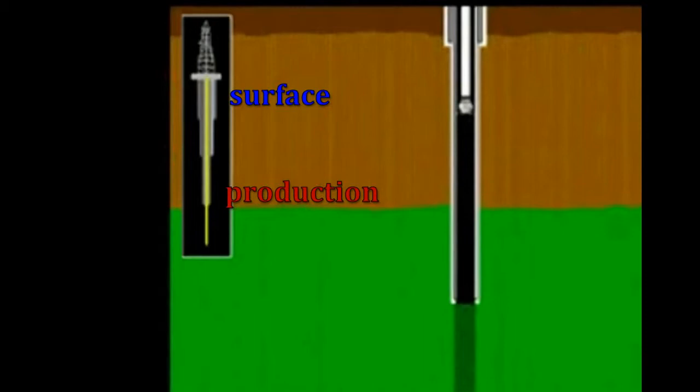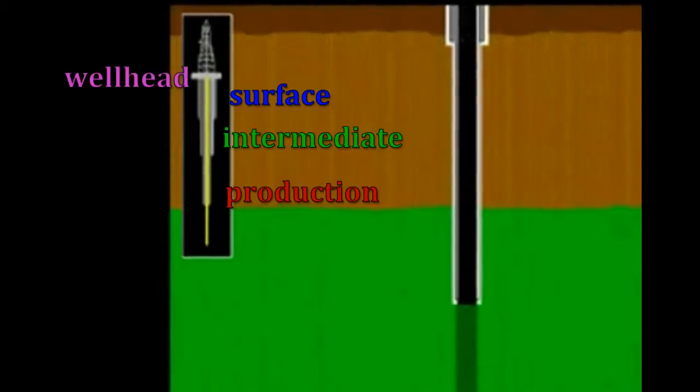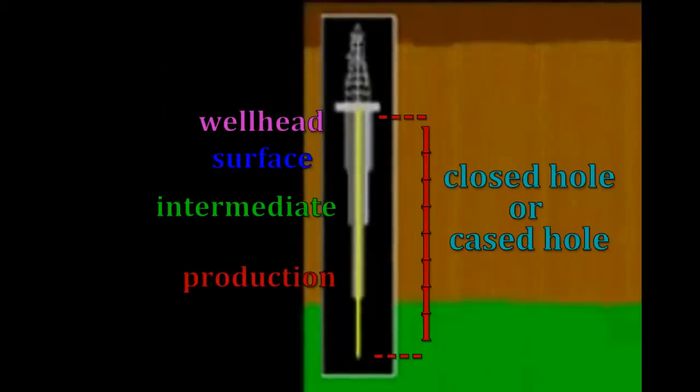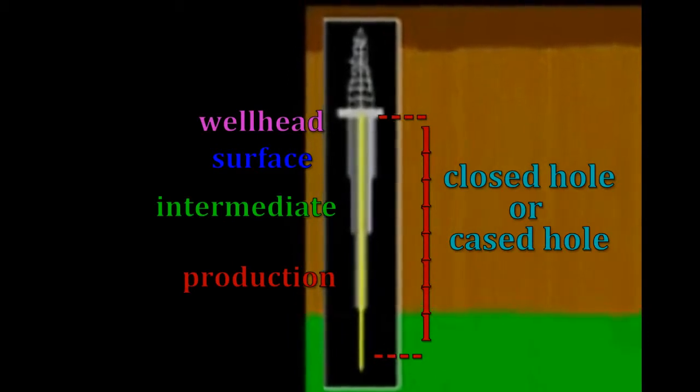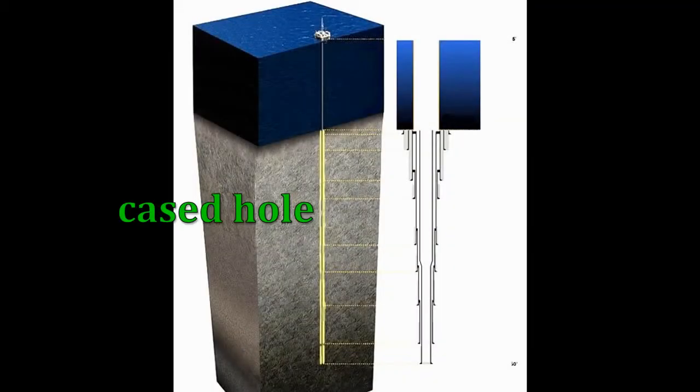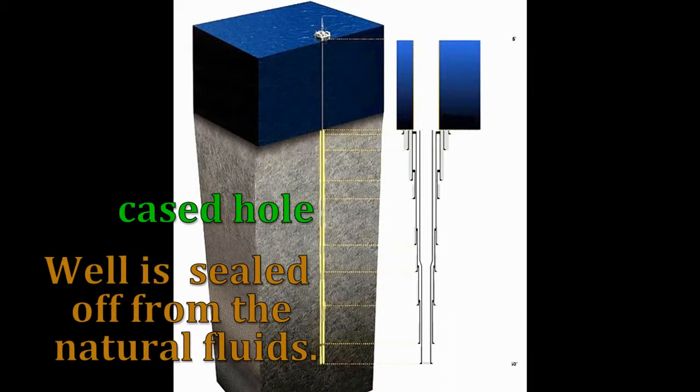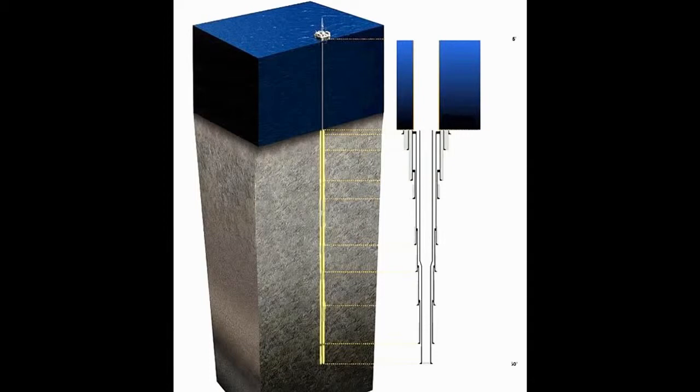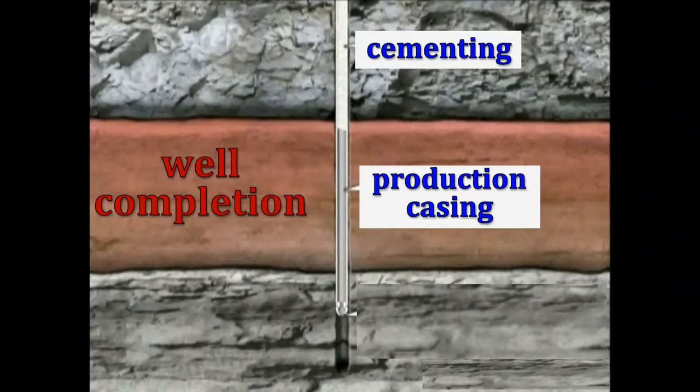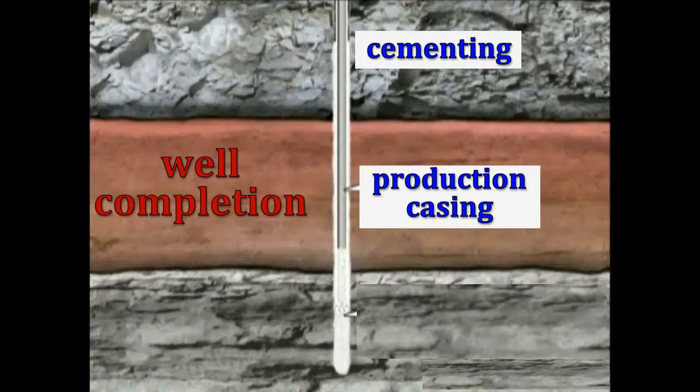Once the production casing is run and cemented and attached to the surface and the intermediate casing string at the wellhead, these casings form what is known as a closed hole or cased hole. This hole, from the top to the bottom, is now sealed off from the natural fluids and solids that exist in the subsurface. Well completion, however, involves more than running casing and sealing the hole. To complete a well, after the casing is run and cemented, the following procedures can be performed.